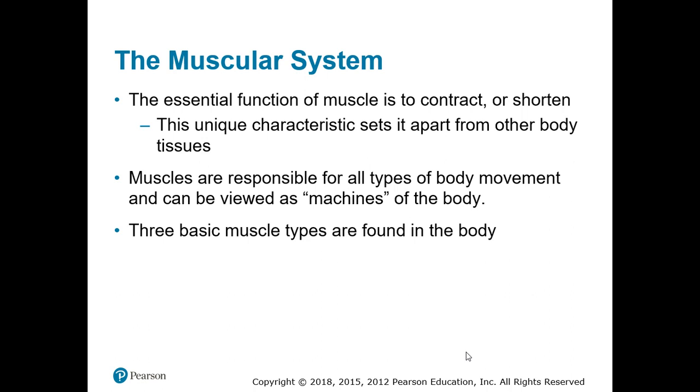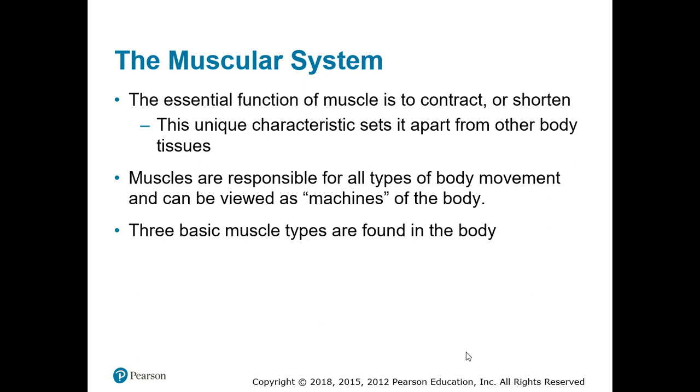It says the essential function of the muscular system, or of muscle in general, is to contract or shorten. This is actually a very unique characteristic that sets it apart from other body tissues that we learned about, such as epithelial tissue, connective tissue, or nervous tissue. Now, muscles are responsible for all types of body movement and can be viewed as "machines" of the body, which means they're going to be in charge of a lot of our gross movement, but also movement inside of our body, such as moving food and other digestive products.